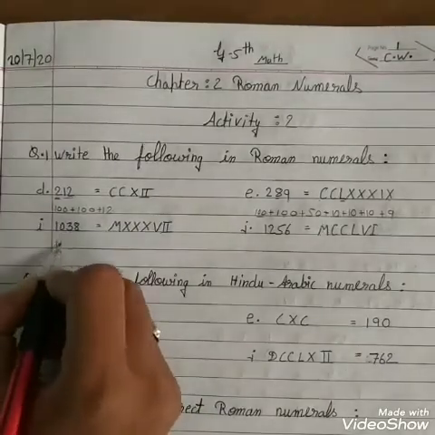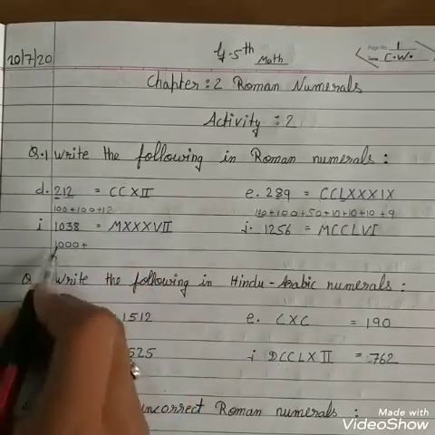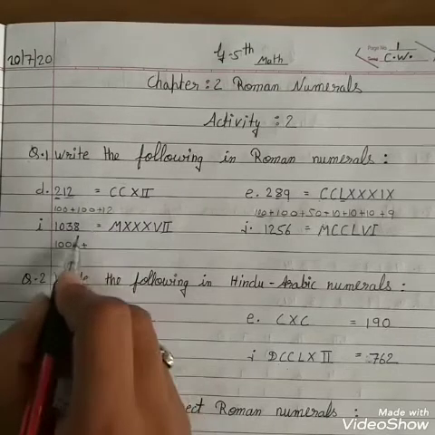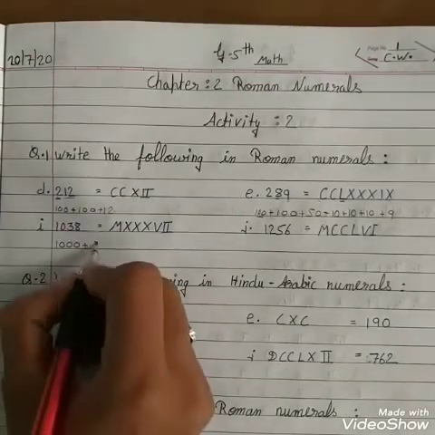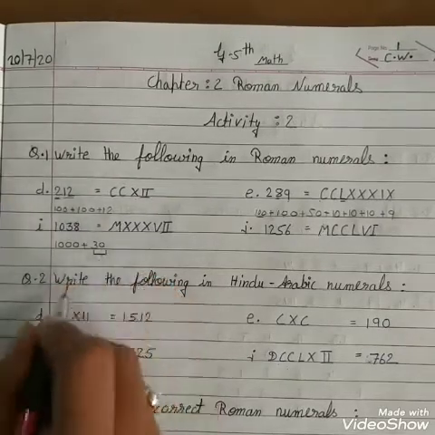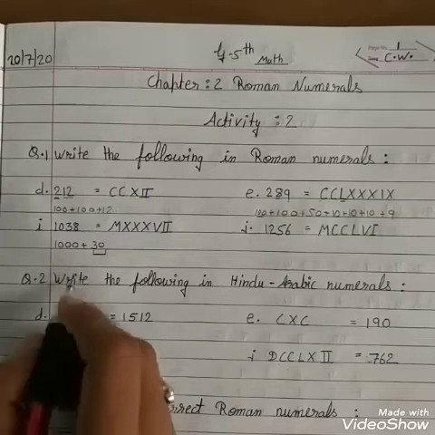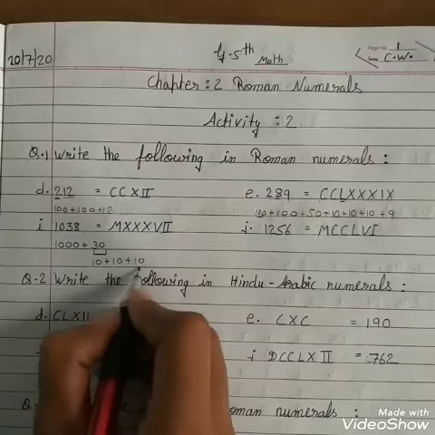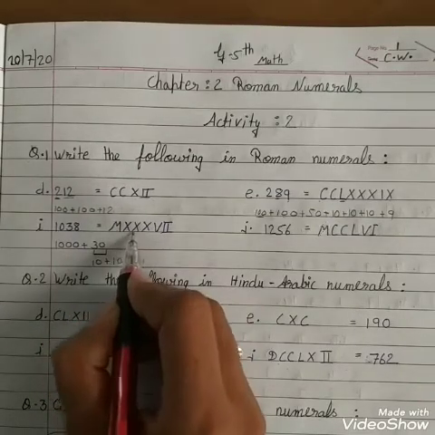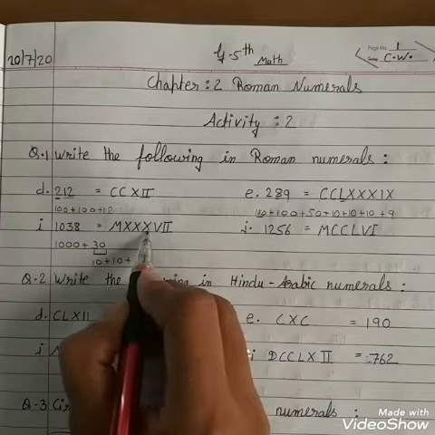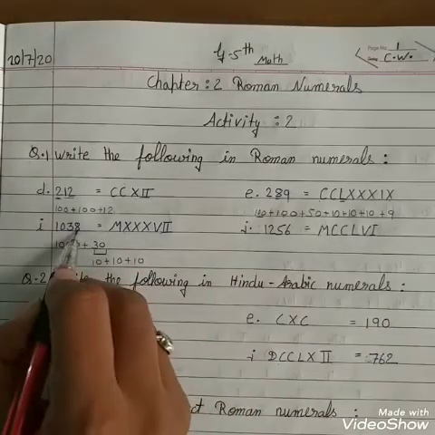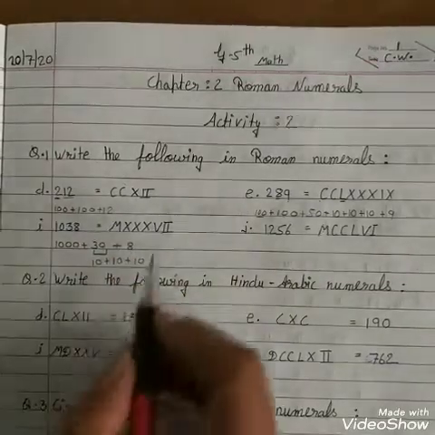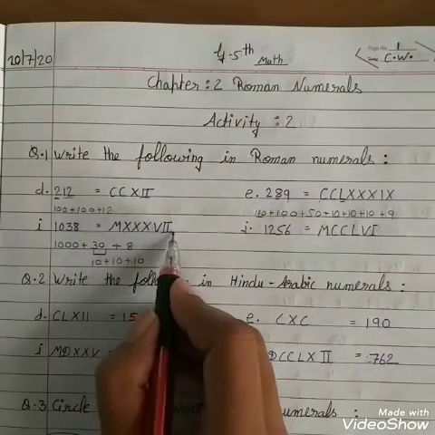1038. So first of all we will write 1000, and in Roman numerals we write 1000 as M. Next we will write 30. We don't have any Roman numeral directly, so we will write 10 plus 10 plus 10. It will become 30. We write in Roman numerals X, X and X. Okay. Now we will write 8. So we can write V and 3.